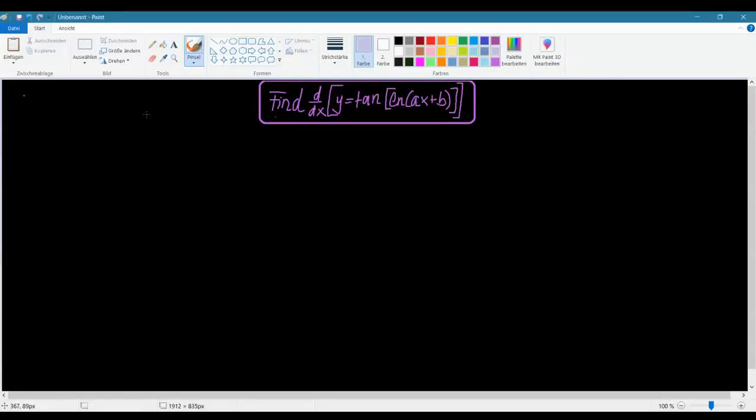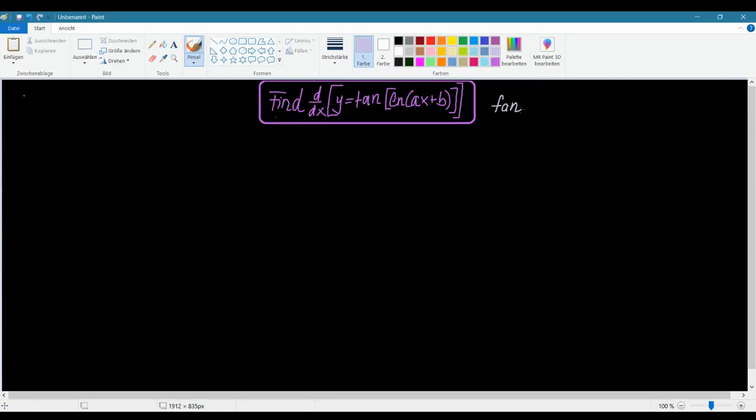Okay, today we're going to practice our log differentiation by differentiating y equals tan of ln of ax plus b. So the first thing that we're going to realize is that this is a composite function. It's actually a composite function of three functions.